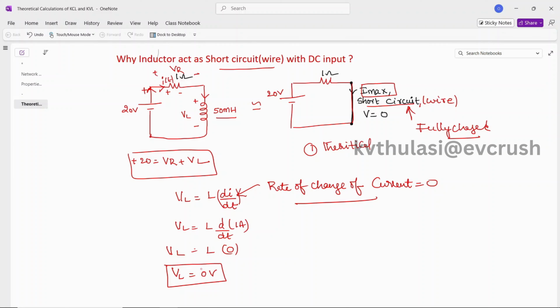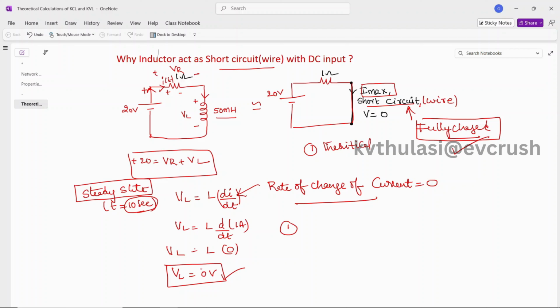This is the case of a steady state. The steady state means, this is at time t equal to 10 seconds. The supply is given, and we look at the behavior of the inductor after 10 seconds. This is how we can understand it. The inductor tries to act like a short circuit and will be acting like a fully charged inductor after a time of 10 seconds. That's why this is the case of steady state analysis.